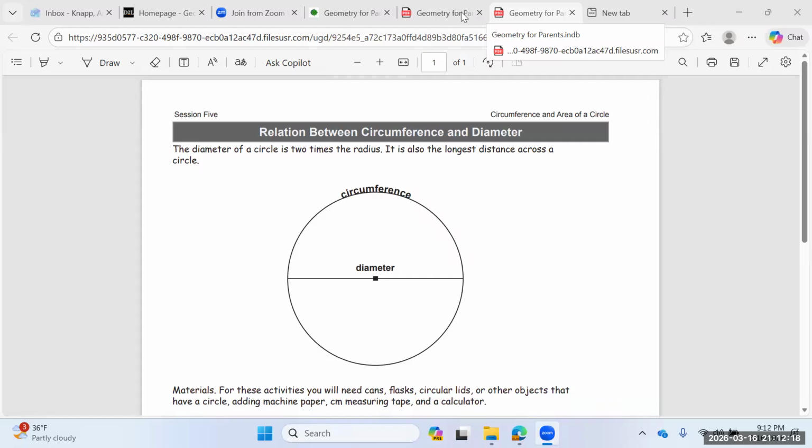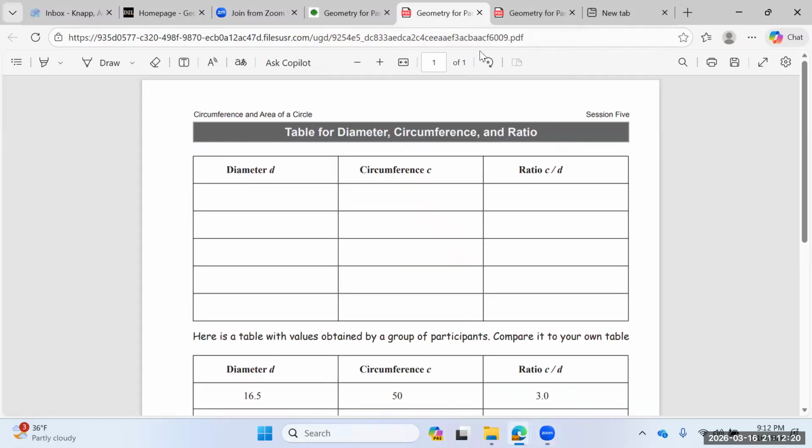Okay, next we'll be calculating that same distance around, but this time we'll actually measure it using a tape measure. And we'll keep track of our data on page 35 that looks like this.